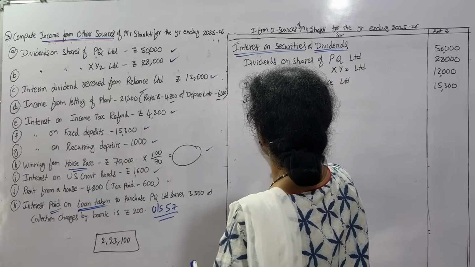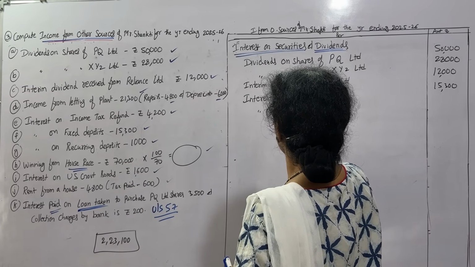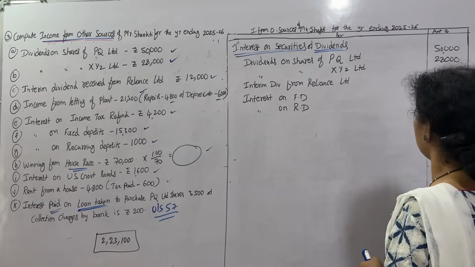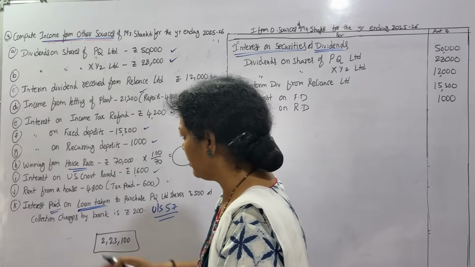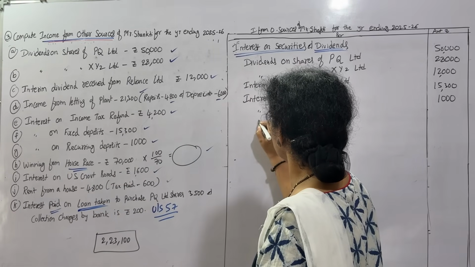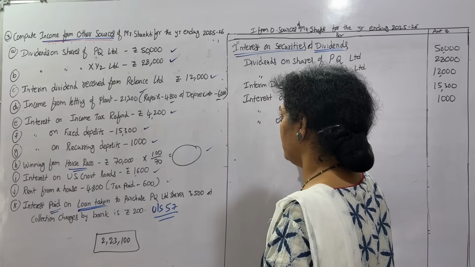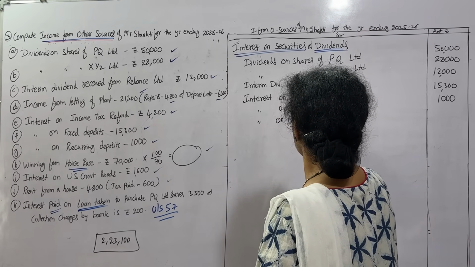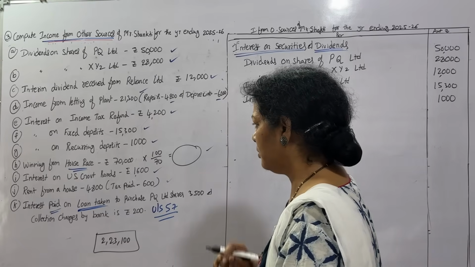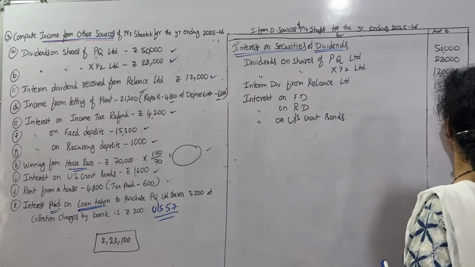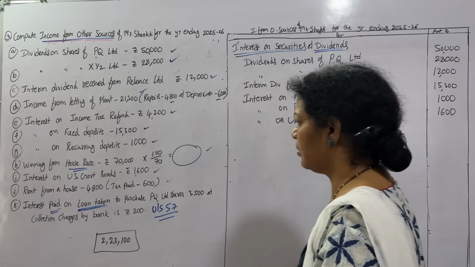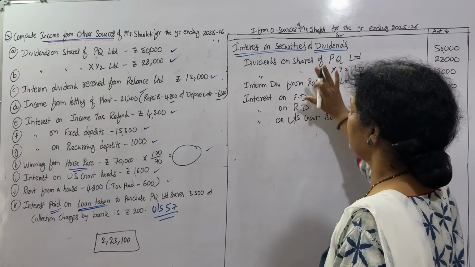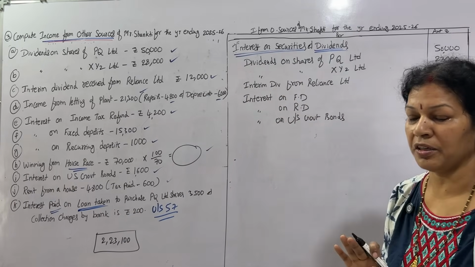Next, interest on recurring deposits. RD, recurring deposits, 1,000. Interest on US government bonds, 1,600. That's all, na? Okay. So this is the total of interest on securities and dividends.